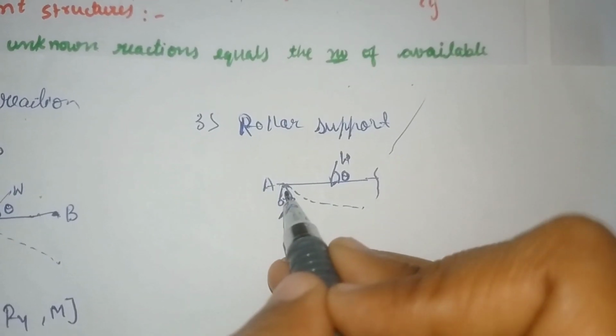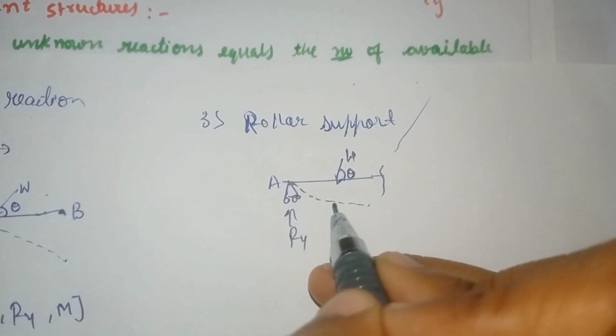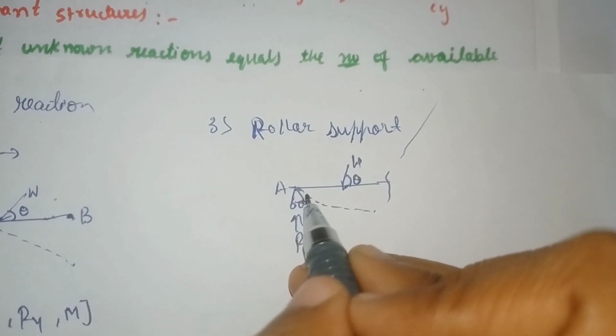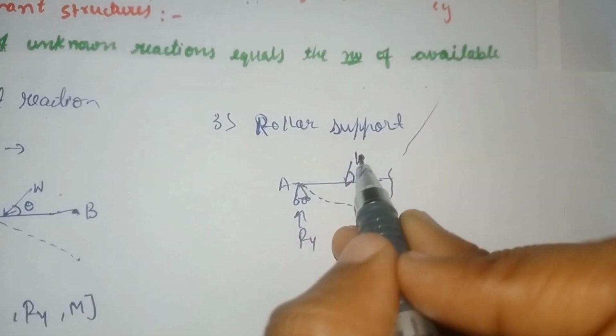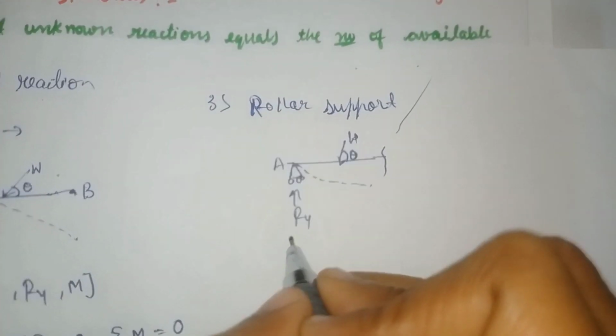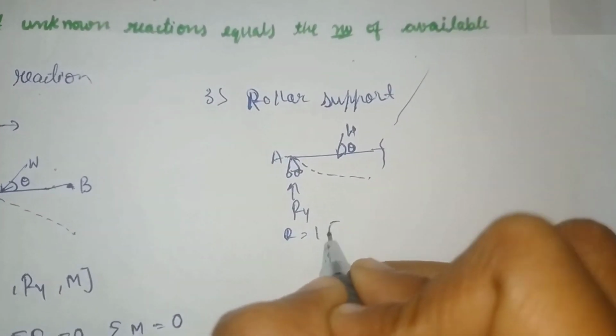So at point A slope is forming, so it does not restrain the slope, it means the moment formation will not take place in case of roller support also. In roller support there is only one reaction developed, so that is Ry.